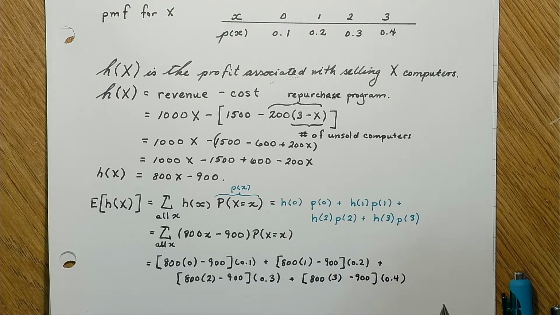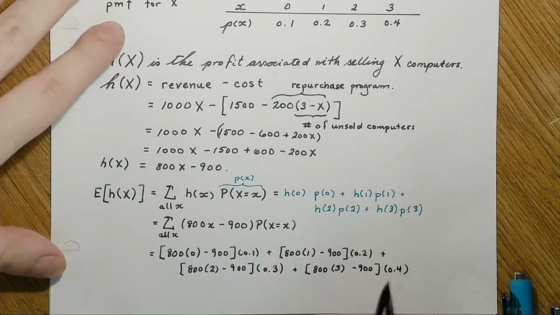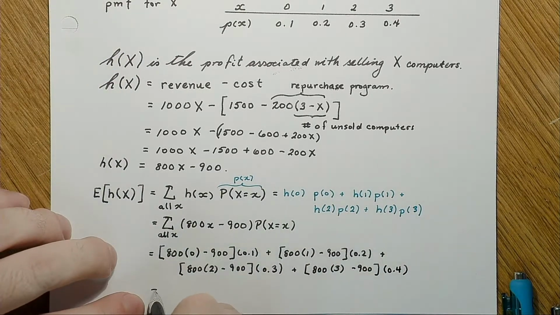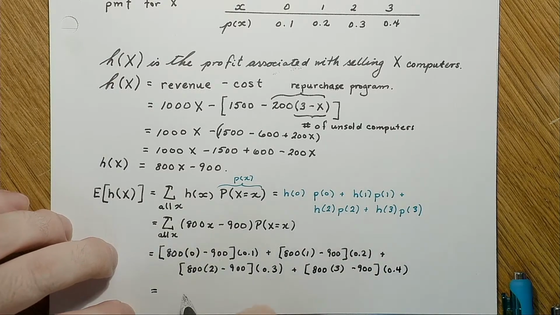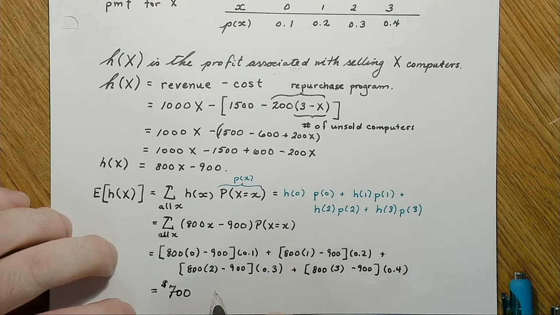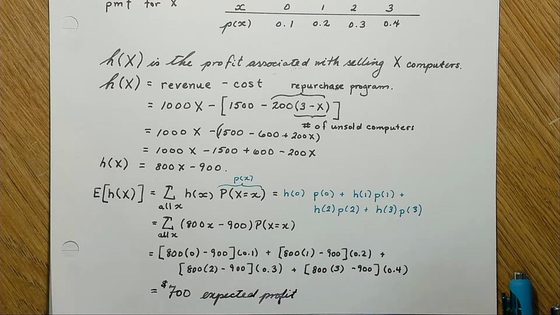And we can put this all into a calculator. And the final answer that you should get is 700. So this is the expected profit. And that's the end of that example.